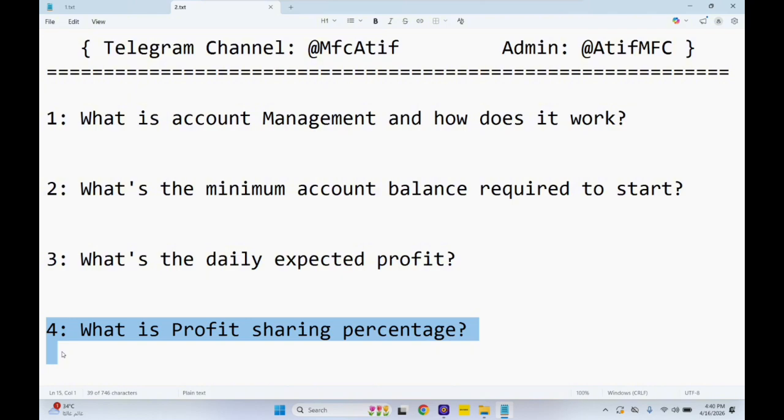and we make a profit of $200, then $100 will be your profit share and $100 will be my profit share. Similarly, if your account size is $10,000 and we make a profit of $2,000, then $1,000 will be your profit share and $1,000 will be our profit share. Hopefully you got it clearly.